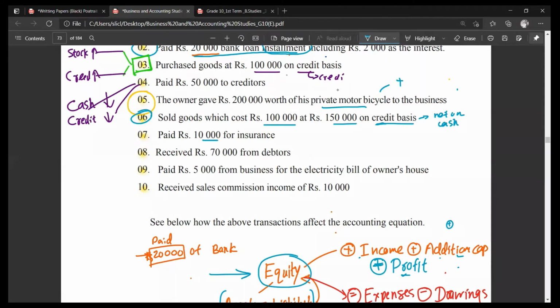Paid 10,000 for insurance. I think no need to explain now. Cash will decrease, equity will decrease.